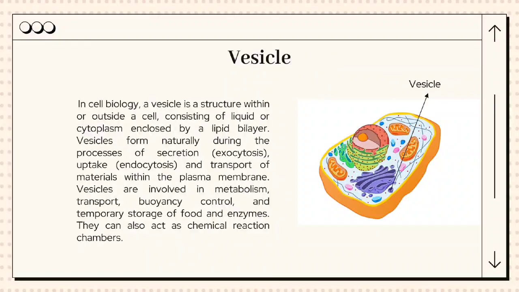In cell biology, a vesicle is a structure within or outside a cell consisting of liquid or cytoplasm enclosed by a lipid bilayer. Vesicles form naturally during the process of secretion or exocytosis, uptake or endocytosis, and transport of material within the plasma membrane. Vesicles are involved in metabolism, transfer, buoyancy control, and temporary storage of food and enzymes. They can also act as chemical reaction chambers.